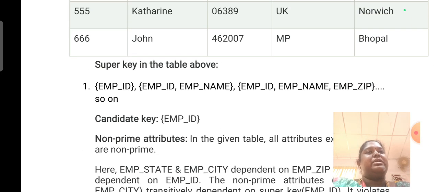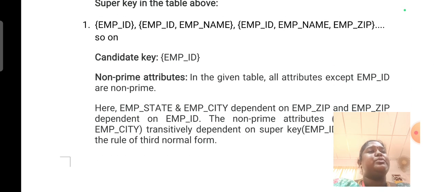Super keys of the table above: a super key means a primary key combined with other attributes. So employee ID is the primary key, then employee ID with employee name, employee ID with zip, employee ID with state, employee ID with city. These are the super keys. The candidate key is employee ID, the same as the primary key. There is no non-prime attribute here, because there is no candidate key left after leaving out the primary key.